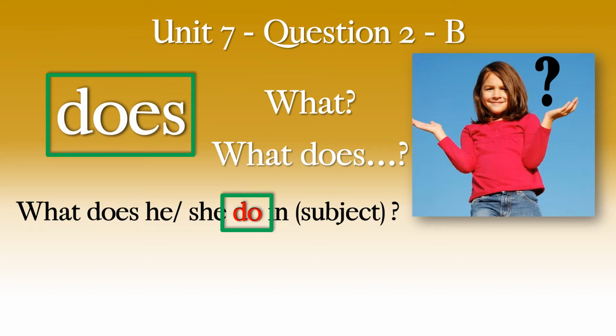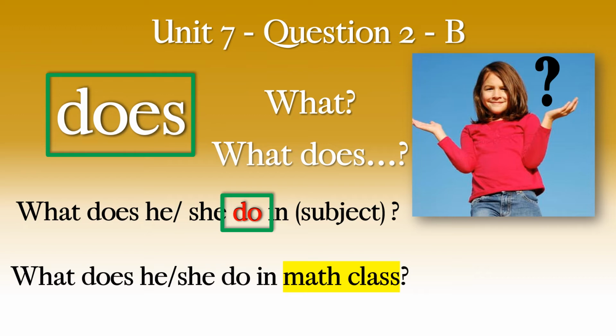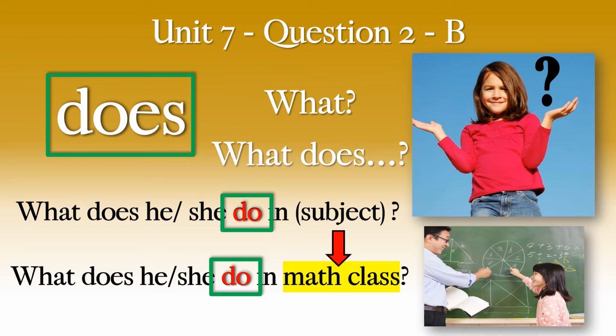It will be wrong, okay? What does he does? What does he do? Okay. What does he do in math class? There it is. Keep do the same after the pronoun. After he or she, we say do. And there's our subject. The subject in this question is math class. What does she do in math class?